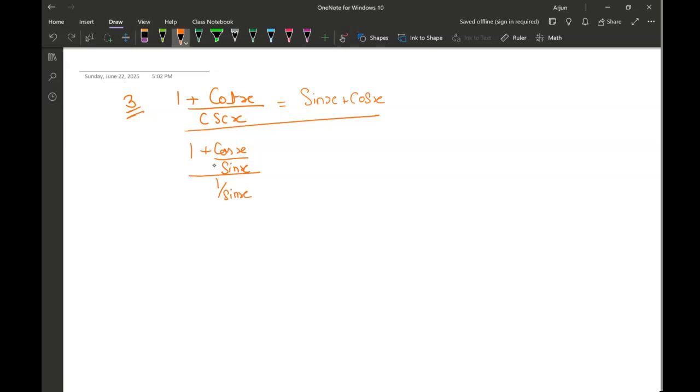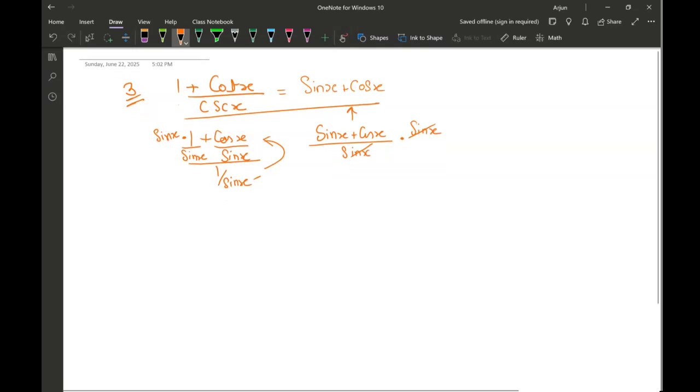Now I can take the LCM here. So dividing this by sine x and multiplying this by sine x, it's going to convert into sine x plus cos x upon sine x, and this sine x from the bottom is going to go on the top, so this is multiplied by sine x, so this cancels out. Your final answer will be sine x plus cos x.